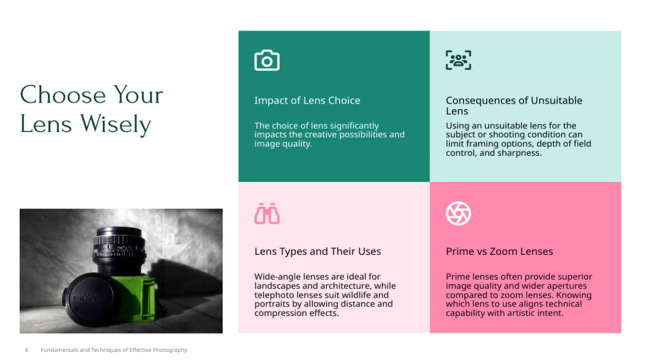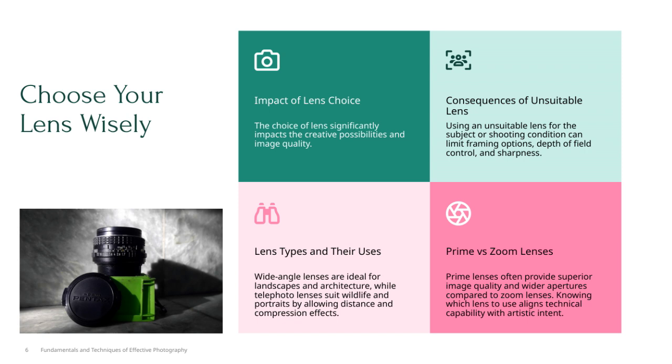Choosing the right lens is crucial because it directly affects both your creative options and the overall image quality. If you pick a lens that doesn't fit your subject or shooting conditions, you might find yourself limited in how you frame your shot, control depth of field, or achieve sharpness. For example, wide-angle lenses work best for capturing expansive landscapes or architecture, giving you a broader perspective.